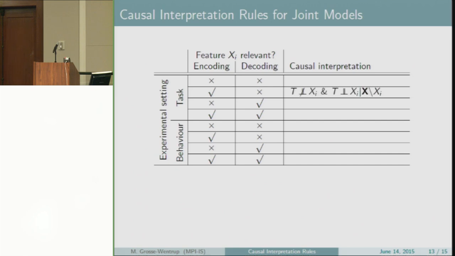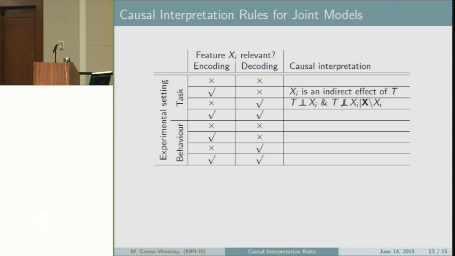I want to briefly illustrate this. Let's assume we're in a task-based setting. An encoding model finds a feature to be relevant, but a decoding model says the feature is not relevant. What does that mean? Well, this means that we have a so-called chain. The task modulates xj, and xj modulates xi. Hence, xi is relevant in an encoding model, but it's irrelevant in a decoding model because xj is in between t and xi. xj already provides all the information that you need. So in this setting, we can conclude that xi is an indirect effect of your task relative to the other features. This is not a particularly strong statement, but we have learned just a tiny bit more.